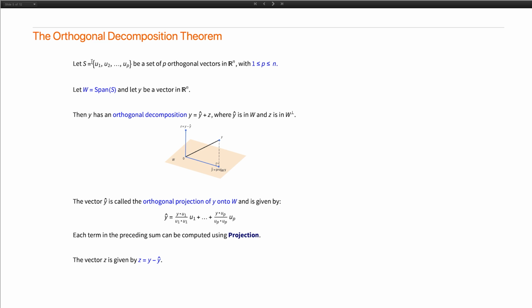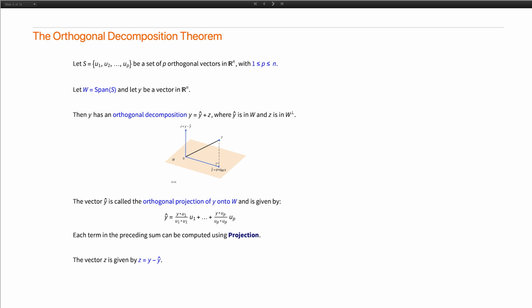Okay, so with that simple introduction, we can now talk about the orthogonal decomposition for a subspace. So suppose you have a set of p vectors again in Rn, where the p lies between 1 and n, and suppose you take the span of that set and take a vector y in Rn, then this y will have an orthogonal decomposition in terms of its subspace. You'll have two components over here, a y hat, which lies in W, and a z, which is perpendicular to W.